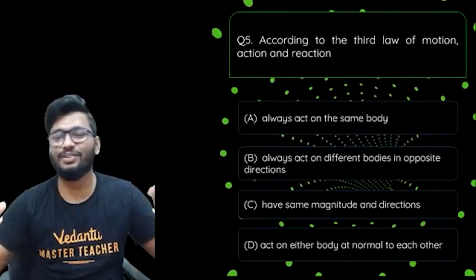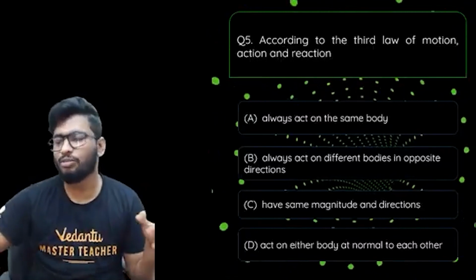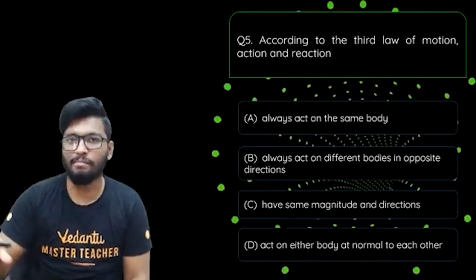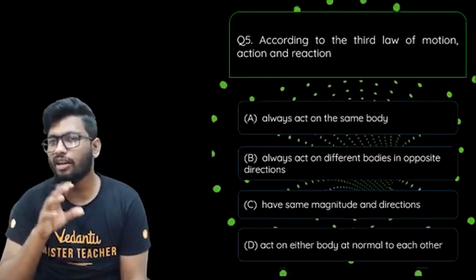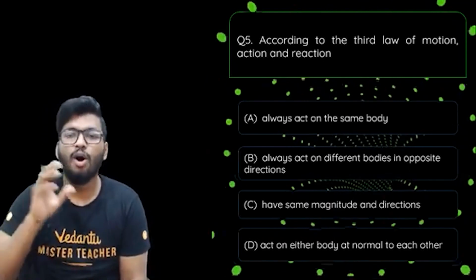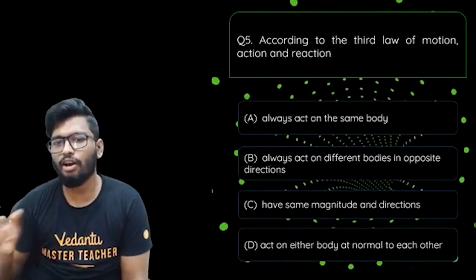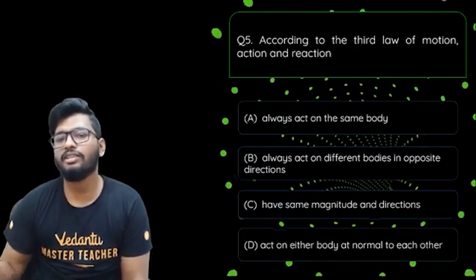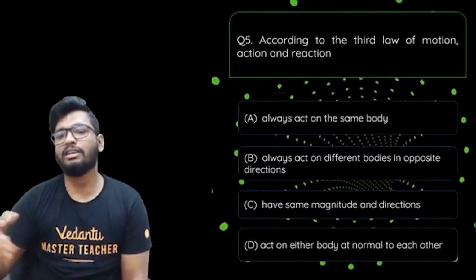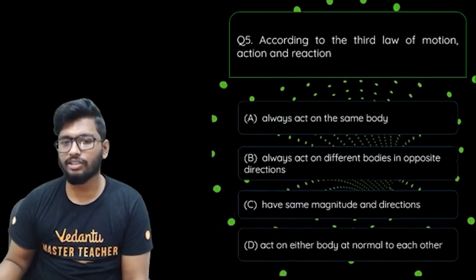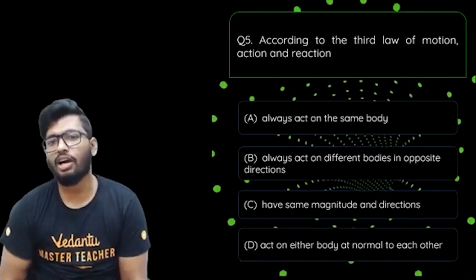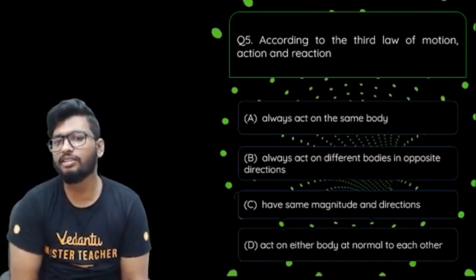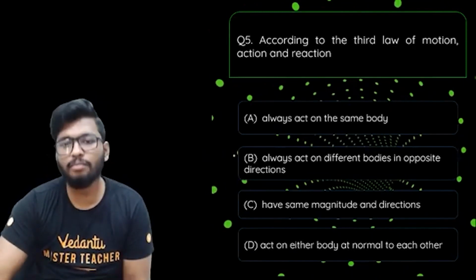With that said, let's do another question, and then we also have one more small topic, that is momentum. We'll come back to that as well. Here's the question: according to the third law of motion, action and reaction always act on the same body, always act on different bodies in opposite direction, have the same magnitude and direction, or act on either body at normal to each other. According to the third law of motion, action and reaction always act on different bodies in opposite direction.